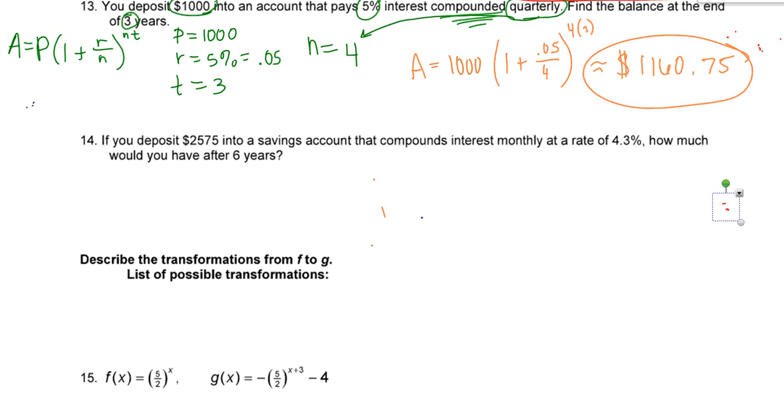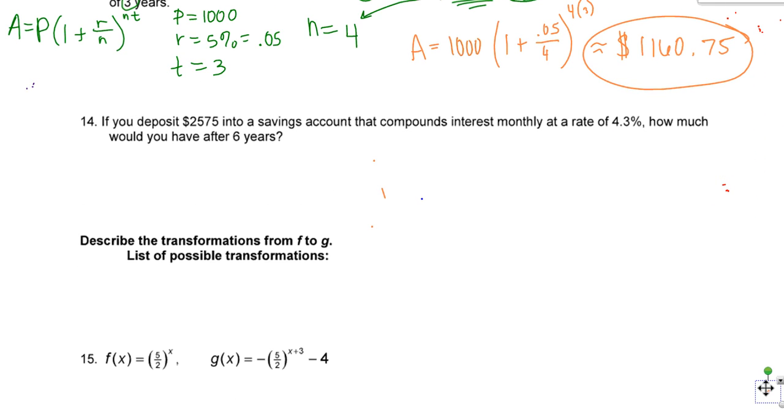Keyword compounded. Right, this one says you deposit 2,575 in an account that pays compound, keyword, monthly, keyword. Okay, 2,575 and a rate. How much would you have after 6 years? So it says compounded, and it says monthly. It does not say continuously. Remember, continuously is the key word for when you use that E formula. So we're using this one again.